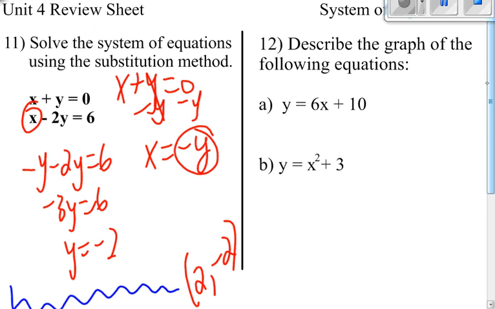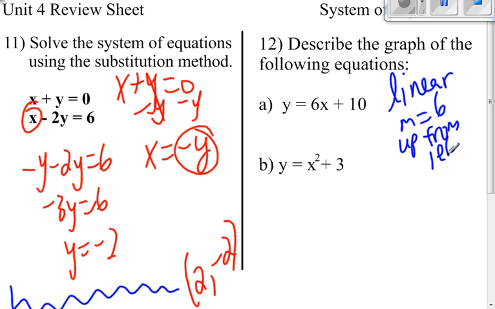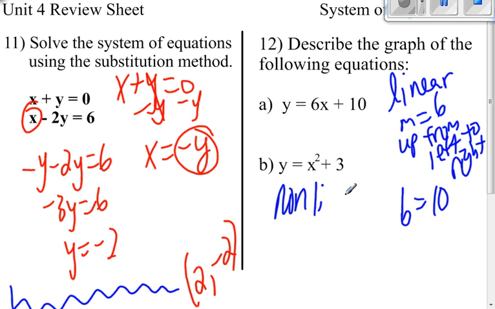Describe the graph of the following equations. So this is linear. The slope is 6, so it's going up from left to right. And it has a y-intercept of 10. It starts at 10 on the y-axis. And B is nonlinear because the variable has an exponent.